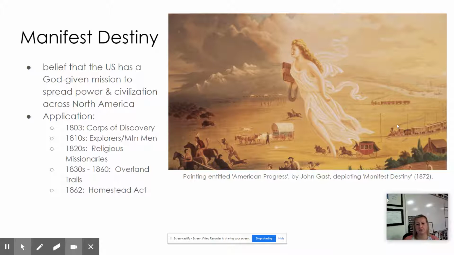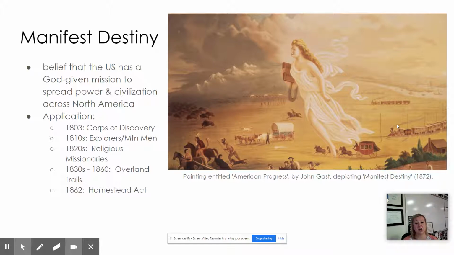The first thing that we need to talk about when we talk about expansionism is a concept called manifest destiny. And you may remember this idea from your U.S. History 1 class, but we want to make sure that we revisit it because it's an important one. Manifest destiny is this belief that the United States has a God-given mission to spread power and civilization across North America. So it's this philosophy that it is a religious need.